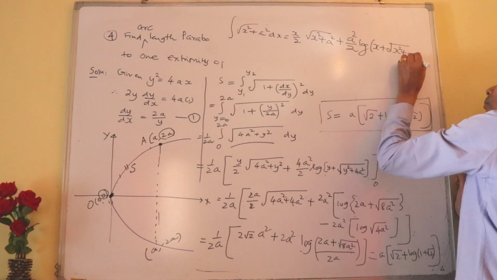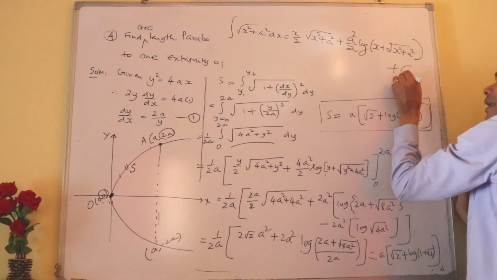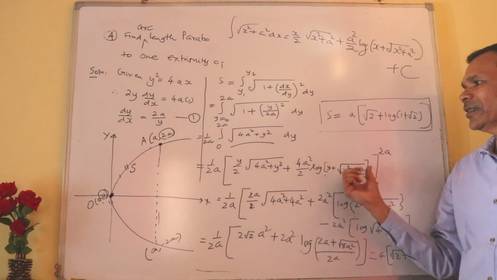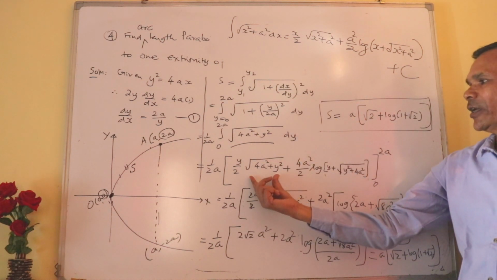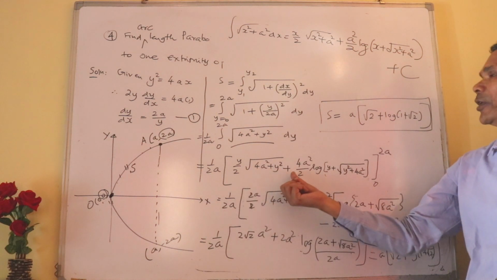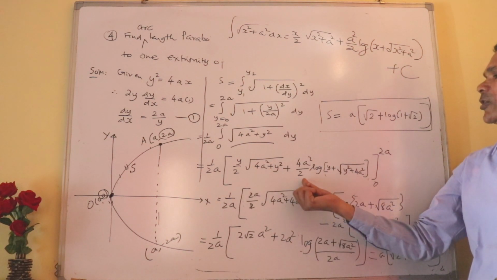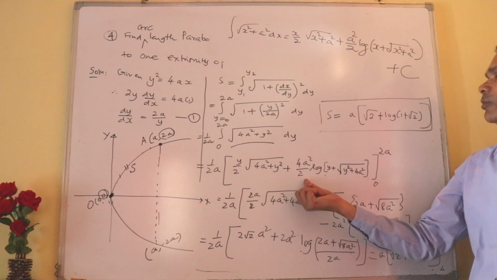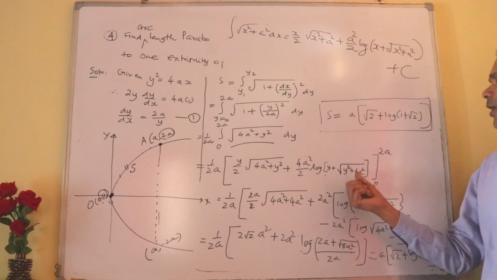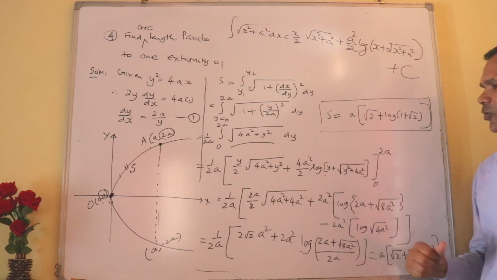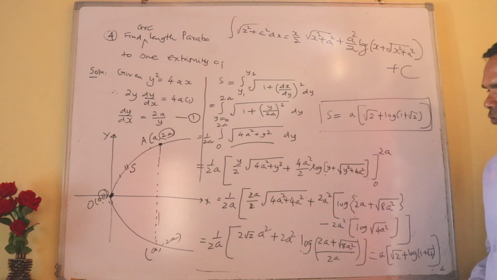This formula I am using of the integration. So I am getting a is equal to 2 times a. So I use y by 2 root of 4a square plus y square, plus 4a square by 2 log of y plus root of 4a square plus y square, limits applied 0 to 2 times a.